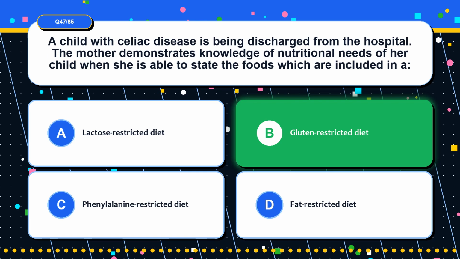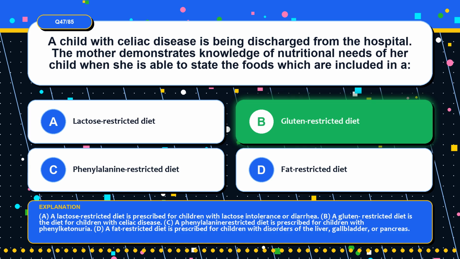The correct answer is option B. Gluten-restricted diet. A lactose-restricted diet is prescribed for children with lactose intolerance or diarrhea. A gluten-restricted diet is the diet for children with celiac disease. A phenylalanine-restricted diet is prescribed for children with phenylketonuria. D. A fat-restricted diet is prescribed for children with disorders of the liver, gallbladder, or pancreas.